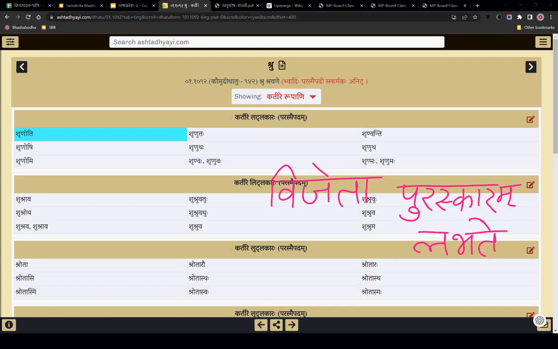Jeta is like bhrata, like jeta, bhrata, pita. Oh, so vijetra पुरस्कारः लभ्यते. Yes. Vijetra पुरस्कारः लभ्यते.